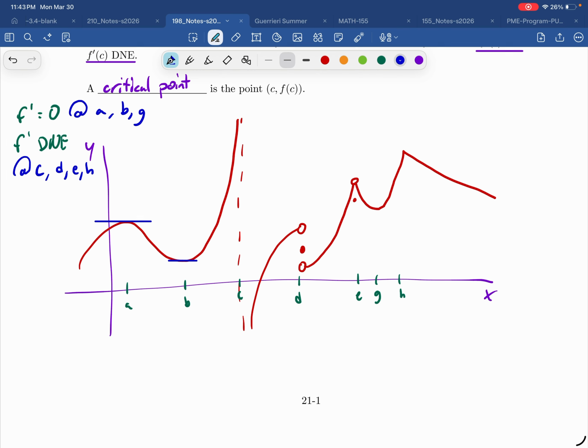A critical value of a function is a value in the domain such that f prime of that value c equals 0 or does not exist. A critical point is the critical value paired with its y value.